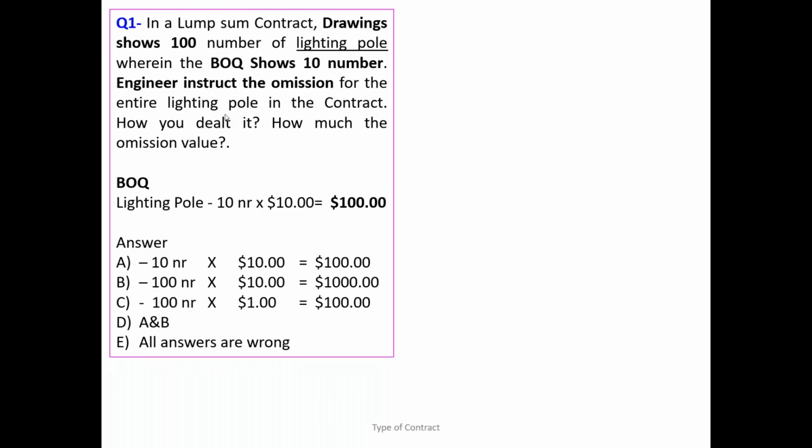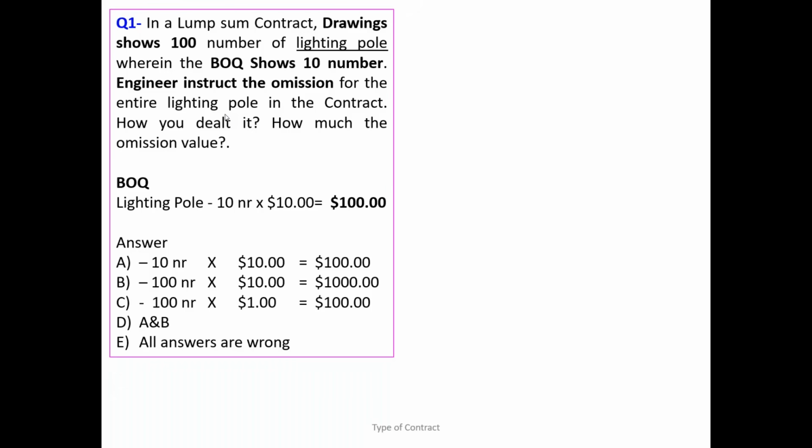Now let me ask you a question. Are we going to pay more than $100 if the contractor completed the 100 lighting poles? What do you think? More than $100, are you going to pay? Regardless of whatever quantity it says on the BOQ, it doesn't matter. What is the scope of work? 100. What is the price agreed?